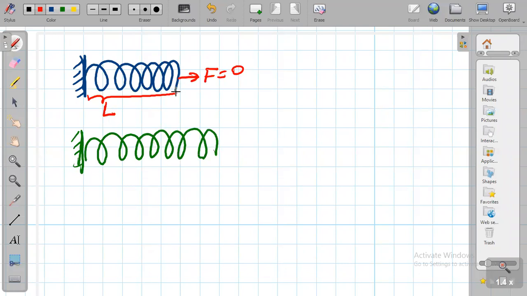Have a really good look. This is the natural length scenario. Now it has extended by a length of delta x because of this external force F, where F equals some force of F Newton. Right?